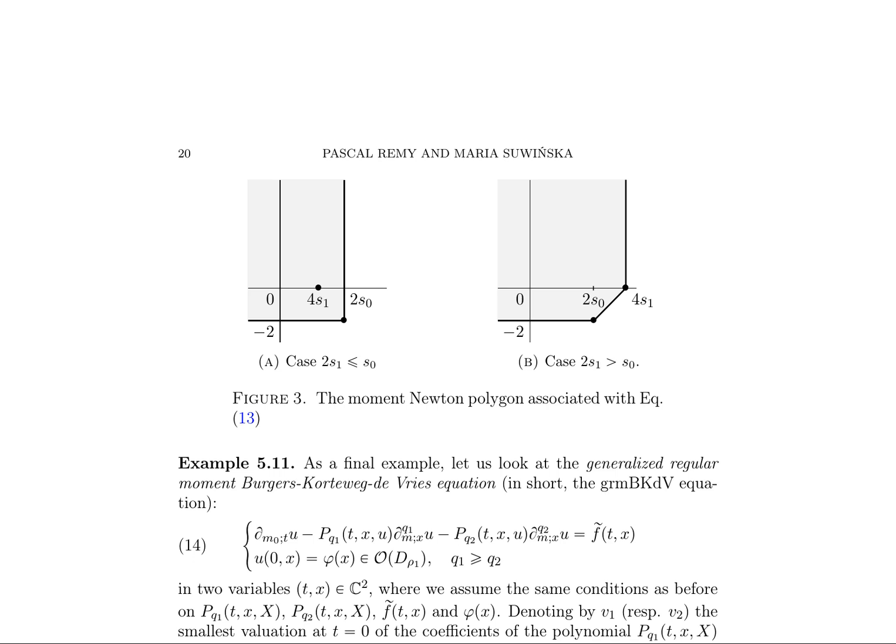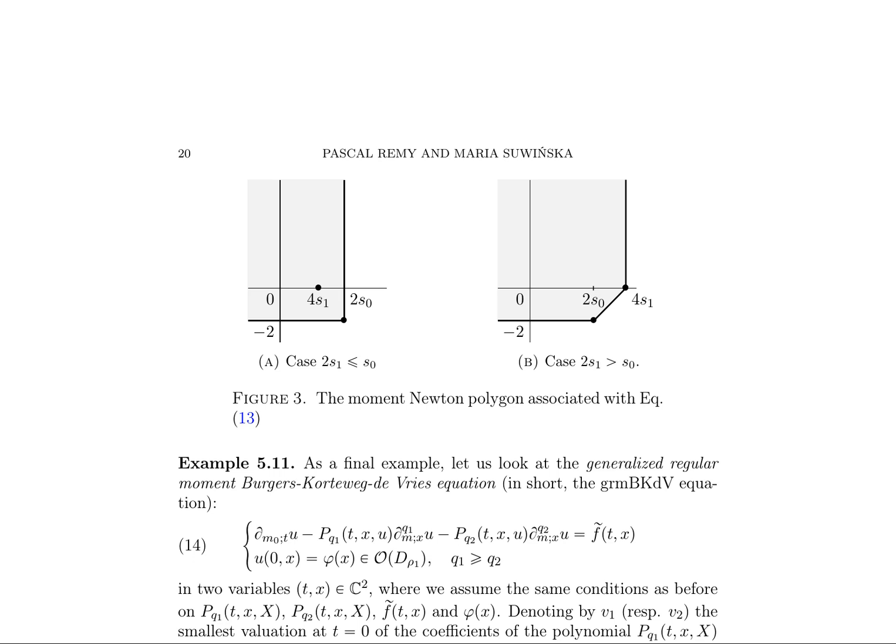The authors present a generalized regular moment Burgers-Korteweg-de Vries equation, a two-variable equation with specific conditions on its coefficients and functions. The moment Newton polygon associated with this equation is analyzed, providing insights into the behavior of the solution at t=0. The polygon is divided into 5 distinct cases based on the values of S0, q1's 1, and q2's 1, which are graphically represented in Figure 4.